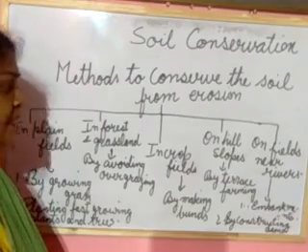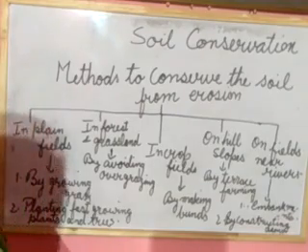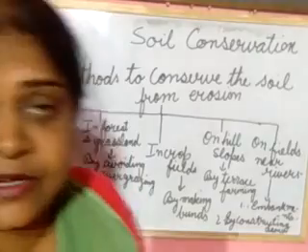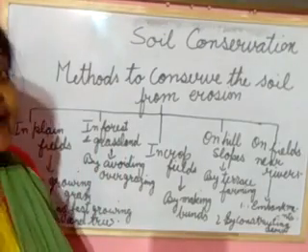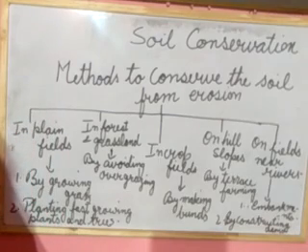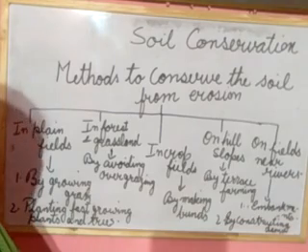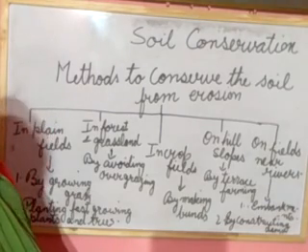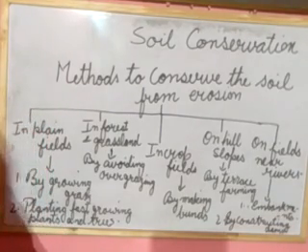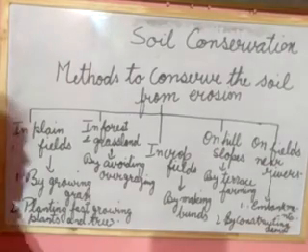Next one, on hill slopes, by terrace farming. On hill slopes what can we do? We can do terrace farming. What is terrace farming? Hilly areas are slanting, you know hilly areas have a slant. So the rainwater flows very rapidly.